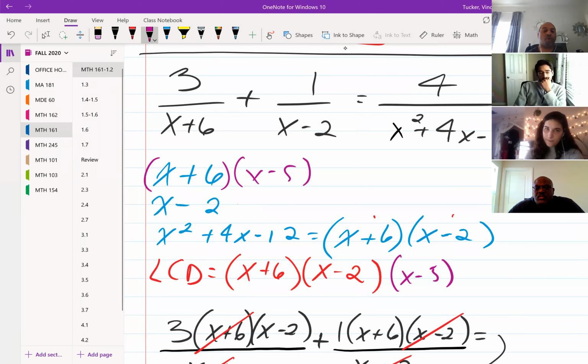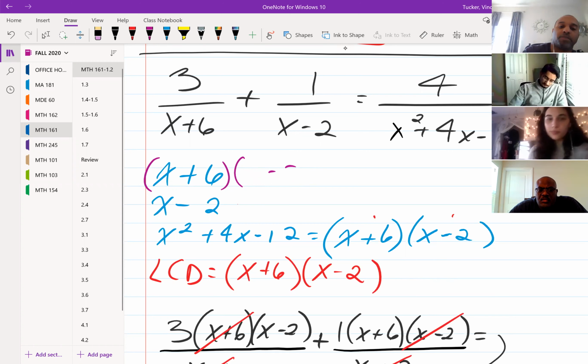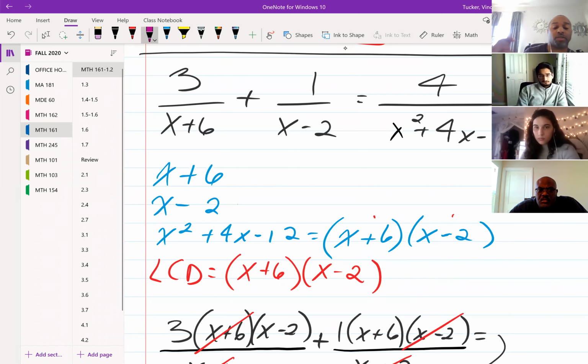So each quantity that you see needs to be a part of your LCD, okay? You don't have to repeat any unless you see a different power. I don't think you guys are going to come across that in this section, so we don't have to worry about it. But each quantity that you see needs to be a part of your LCD. So we have x plus 6, x minus 2, and then in the third one, after we factor it, is x plus 6, x minus 2.